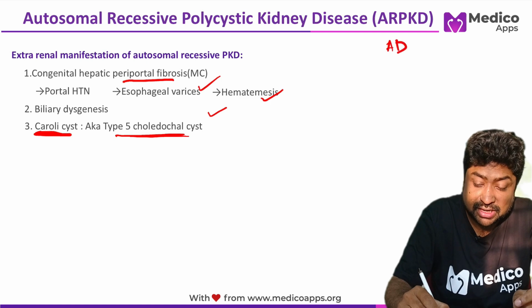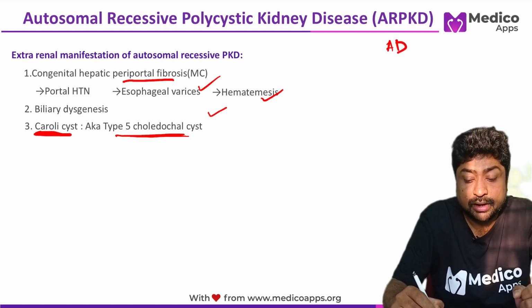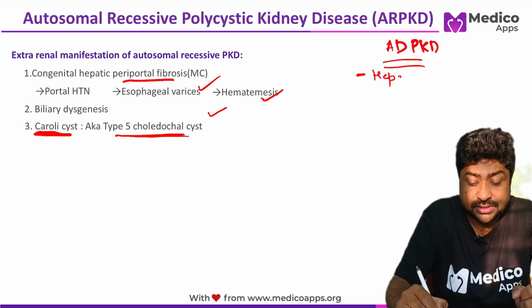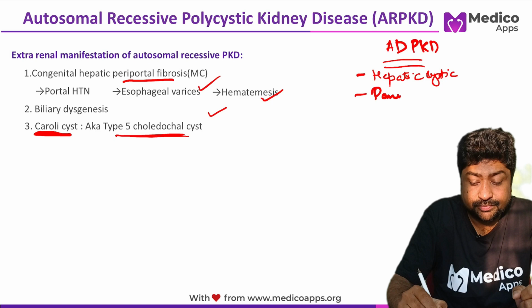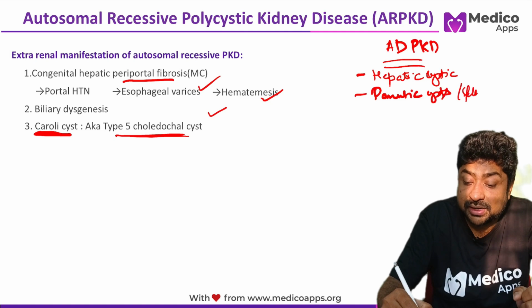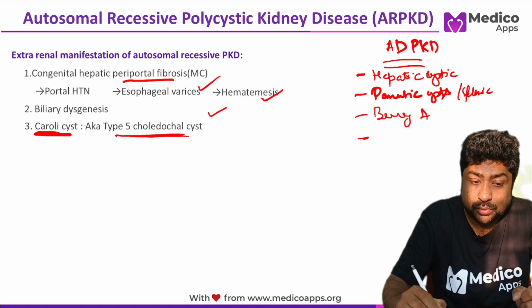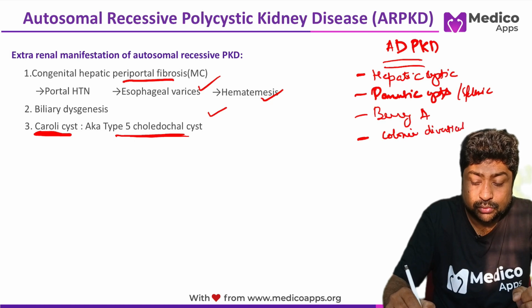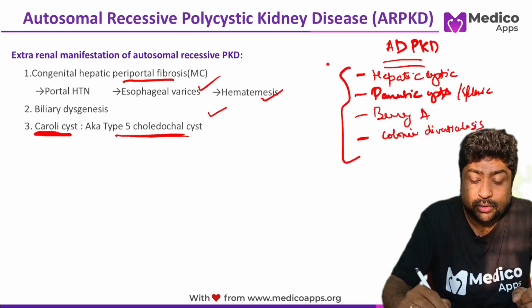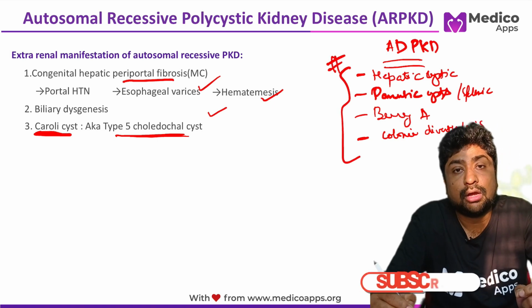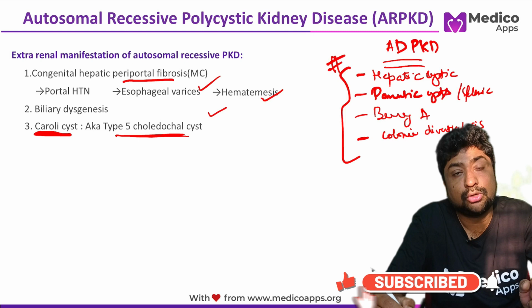Similarly, very important are the extrarenal manifestations of adult autosomal dominant polycystic kidney disease. Remember, you will have hepatic cysts, pancreatic cysts, and you can even have splenic cysts. You can have berry aneurysms, and lastly you can have colonic diverticulosis. So these are the important extrarenal manifestations of adult polycystic kidney disease, also called autosomal dominant polycystic kidney disease.